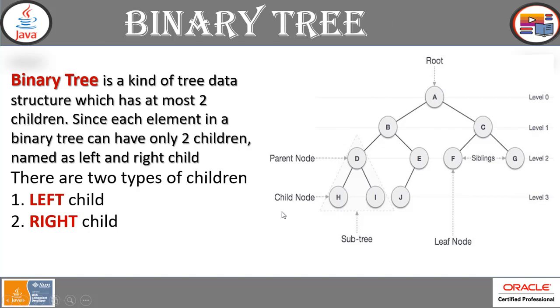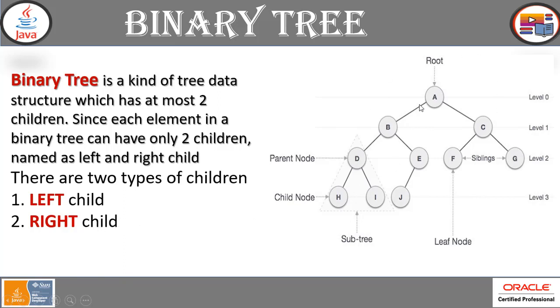Now this is about the tree. There are two types of trees: one is linear and another is binary. In this session we are going to cover the binary tree data structure. A binary tree is a kind of tree data structure which has at most 2 children. Since each element in a binary tree can have only 2 children, they're named left child and right child.